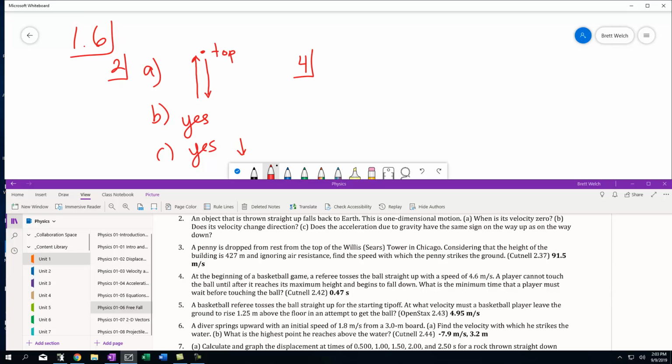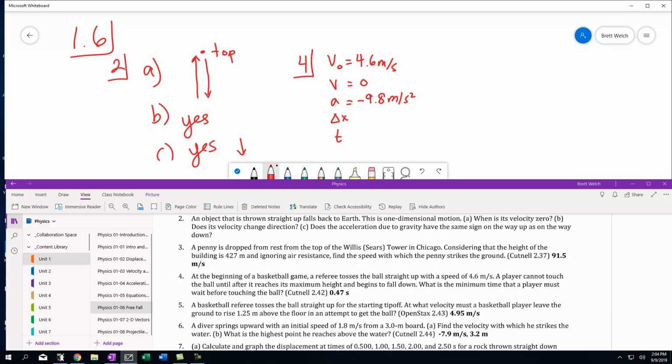Let's look at number 4, where at the beginning of a basketball game, a referee tosses the ball straight up with a speed of 4.6 meters per second. So if we're thinking about our values here, that means the initial velocity is 4.6 meters per second. And we're told the player can't touch the ball until it reaches its maximum height. Now, at the maximum height, we just said there's a point when the velocity is 0. So that's what we're going to use there. Gravity is the acceleration in an object in free fall, so that's negative 9.8 meters per second squared.